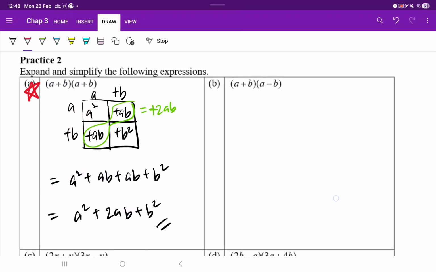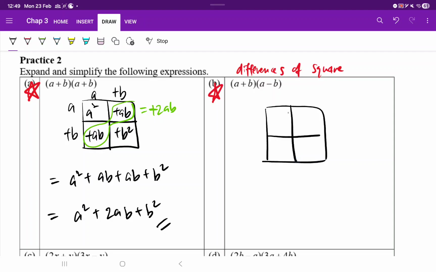Okay? Part B is also a very important formula called the difference of squares formula. I will write down the name and put a star so that you can remember to memorize. Okay, so again, draw a rectangle. A plus B, A minus B, A squared minus AB plus AB minus B squared. Now in this case, when I circle the 2 diagonals, one is positive, one is negative, so it's actually equal to 0.